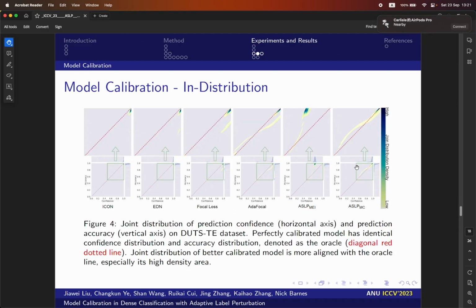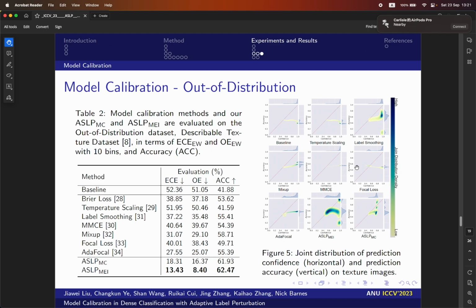In the joint distribution of prediction confidence and prediction accuracy, our ASLP MC is more aligned to the oracle line of a perfectly calibrated model. It is also worth noting that despite producing a significantly underconfident model, ASLP MEI still maintains a high prediction accuracy. Our method can also perform well on out-of-distribution texture images where salient objects are absent.